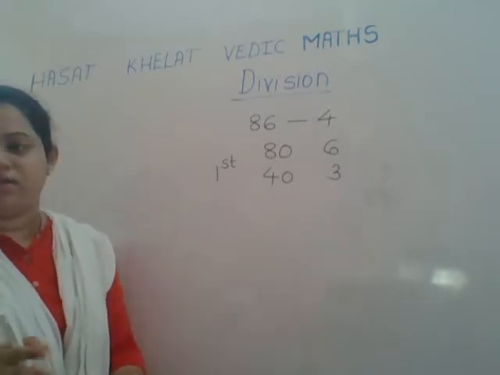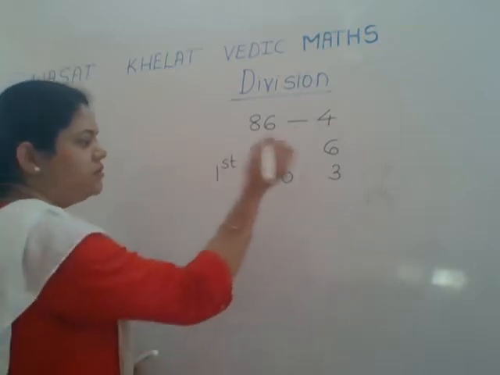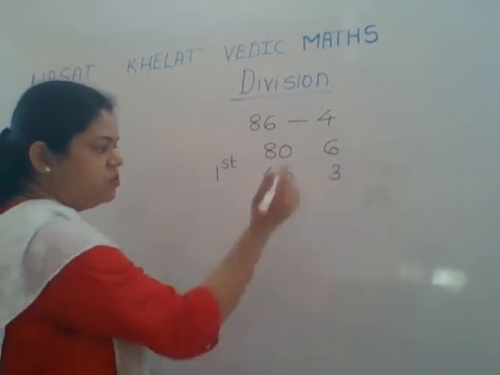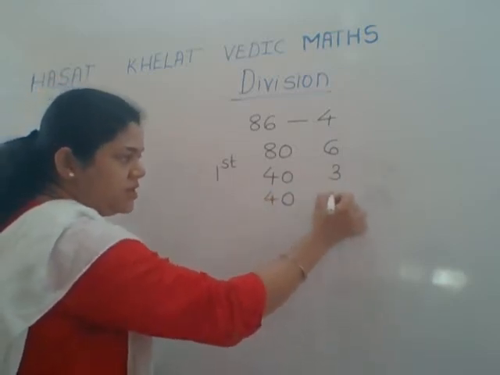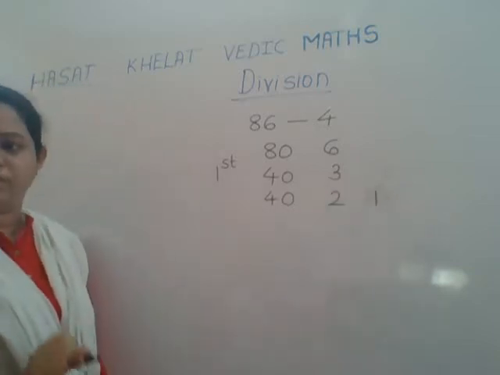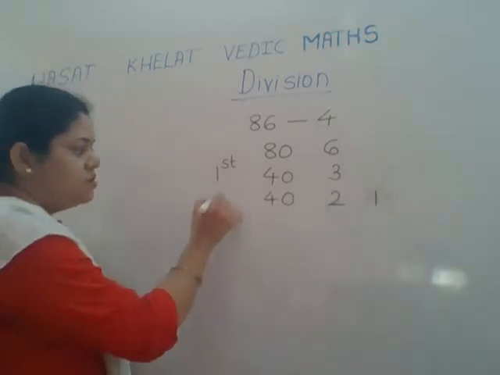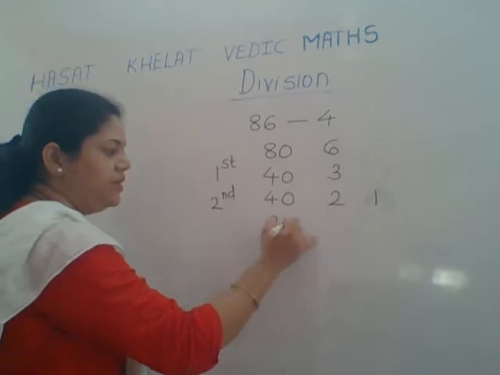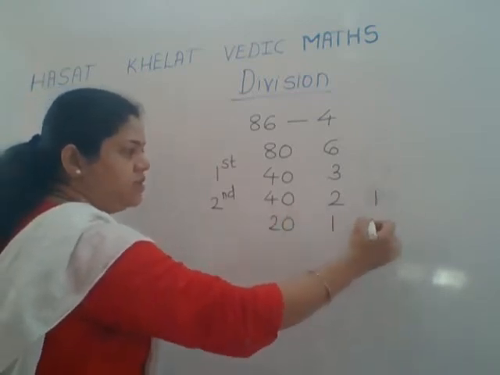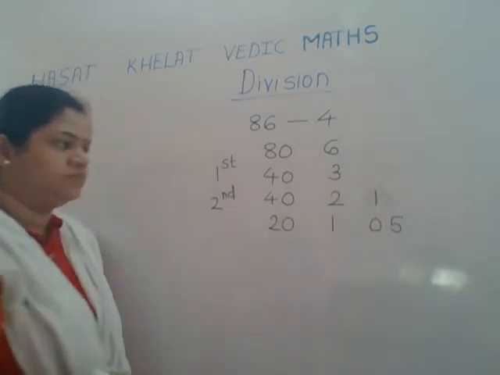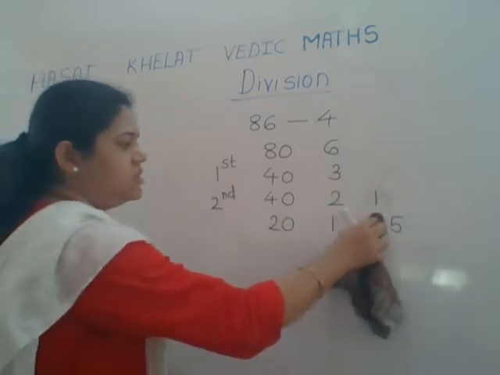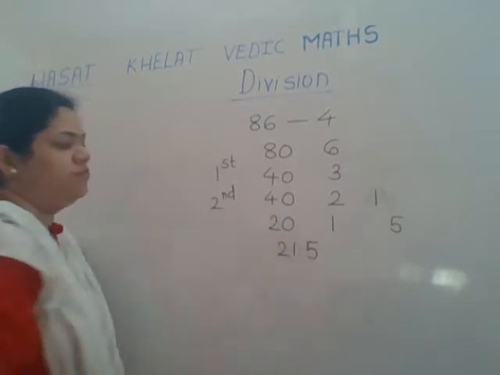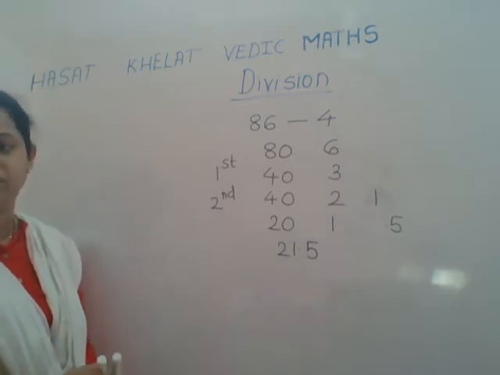But now here it is 3, a small number, so you can easily write 1.5. But if the number is bigger, for that purpose we'll split this 3 also. I'll write the 40 as 2 and 1. The number is the same, 43, just split. Now the second time, again half these numbers. This will be 20, this will be 1, and this will be 0.5. So what answer did we get? 21.5.